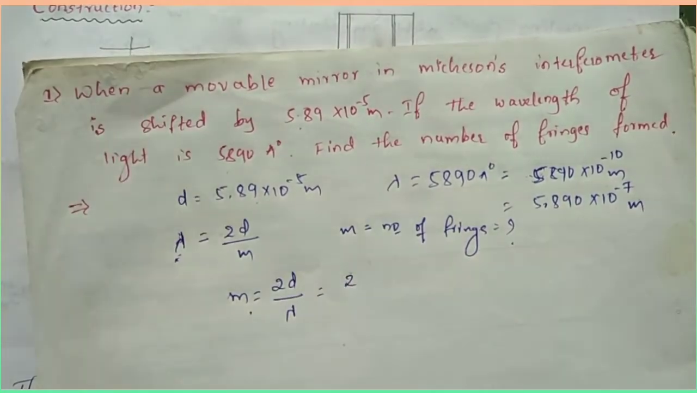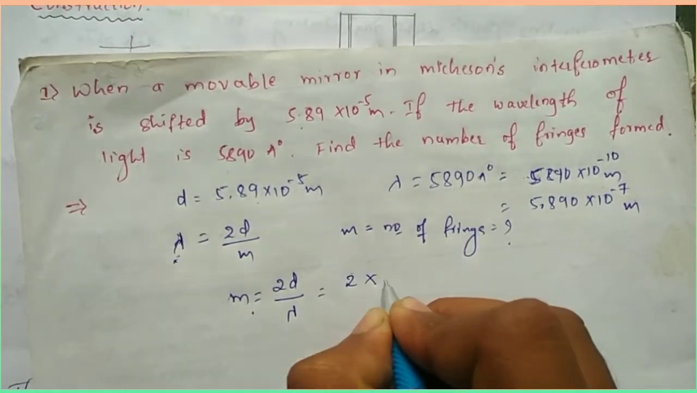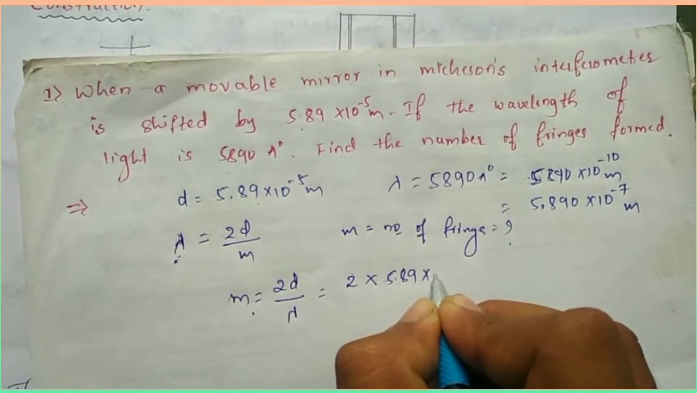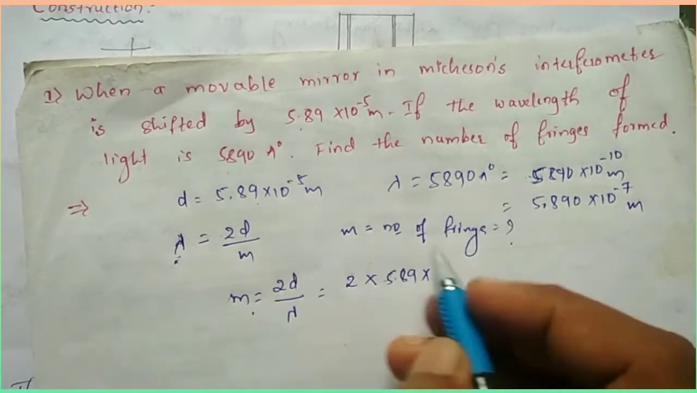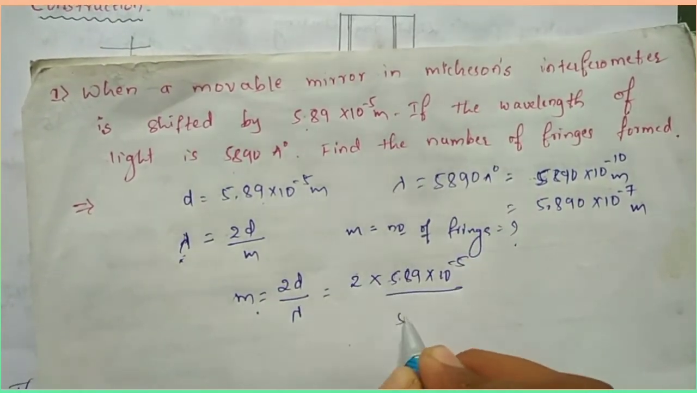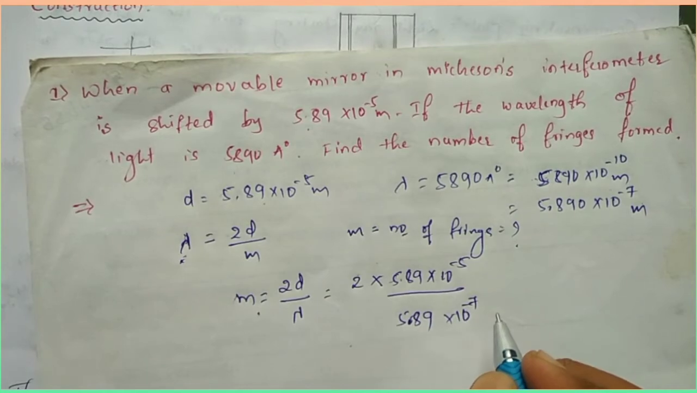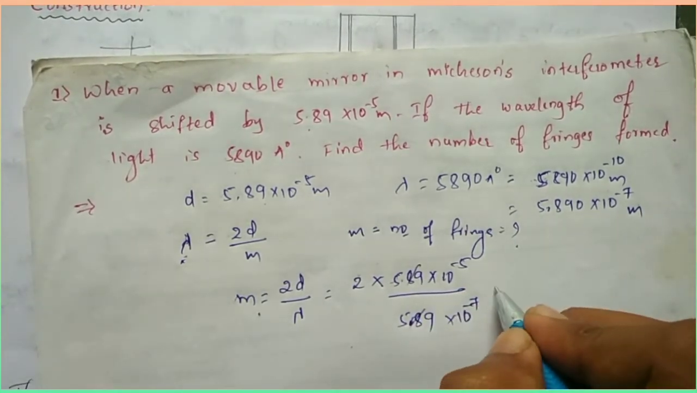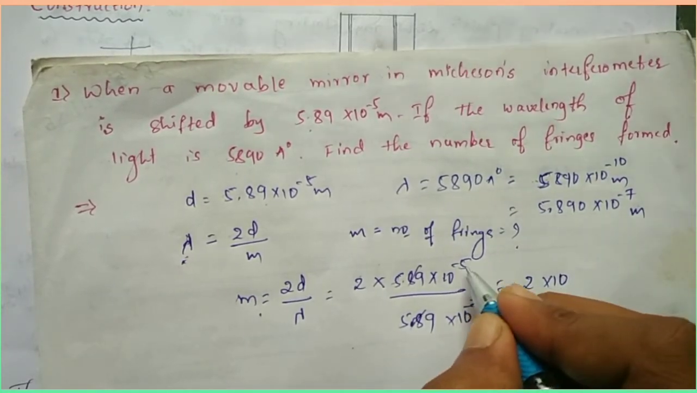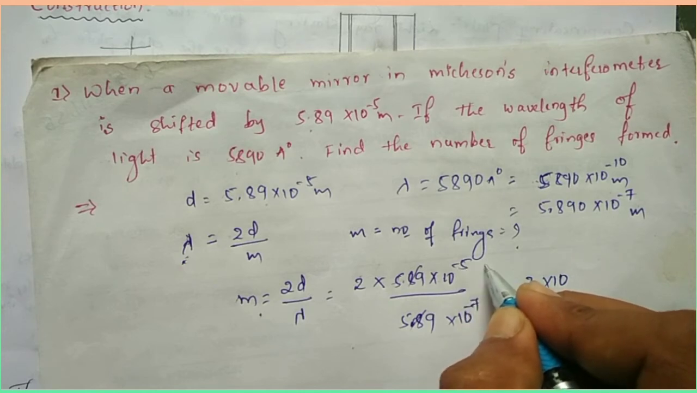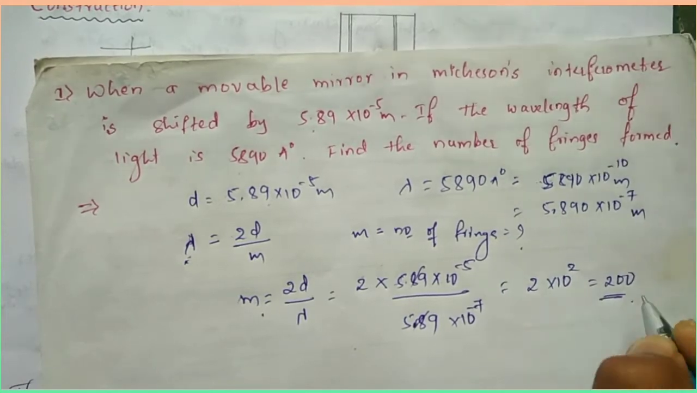So substitute the value: 2 into 5.89 into 10 to the power minus 5 divided by 5.89 into 10 to the power minus 7. The 5.89 will cancel, leaving 2 into 10 to the power minus 5 plus 7, which is 10 to the power 2. So 200 fringes will be formed.